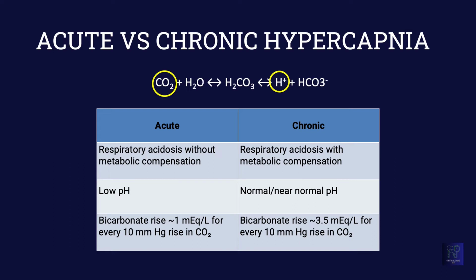So the features of acute hypercapnia are there is respiratory acidosis and pH is usually very low. Bicarbonate doesn't go up much, usually around 1 point increase in bicarbonate for every 10 points rise in carbon dioxide level. Versus chronic hypercapnia where there is metabolic compensation, so pH is going to be well compensated, it will be normal or near normal, and bicarbonate goes up by a much higher degree, like around 3.5 points for every 10 points rise in carbon dioxide level.